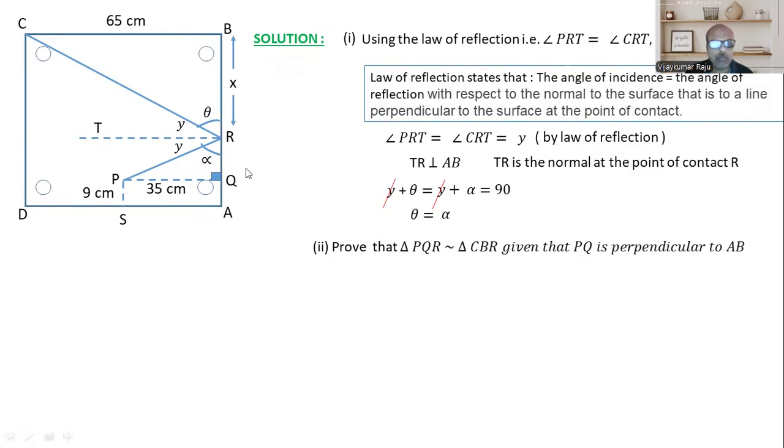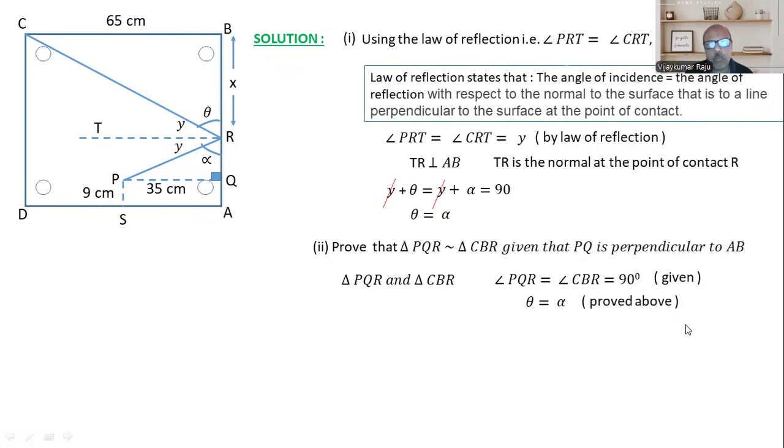This is given as perpendicular. Now, to prove that this full triangle and this small triangle are similar: in these two triangles, PQR and CBR, angles PQR and CBR are both equal to 90 degrees. It is given. And alpha is equal to theta, we have just proved above.